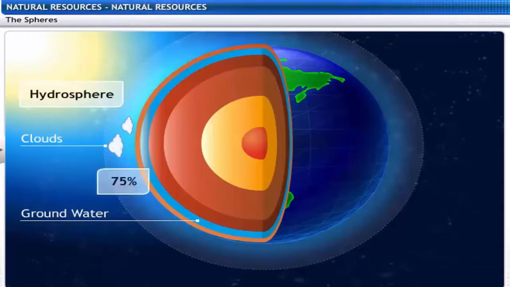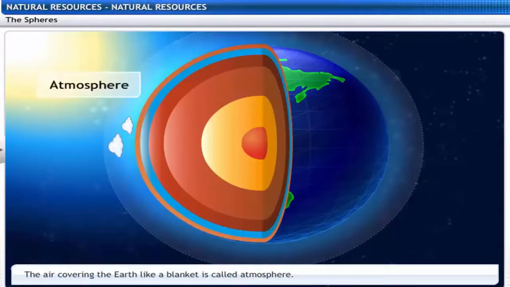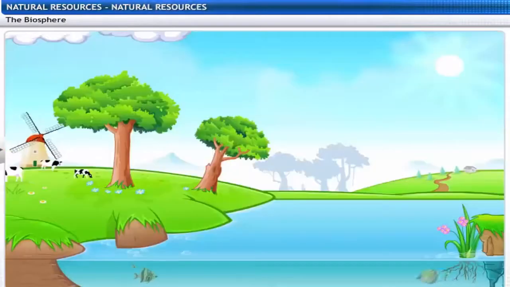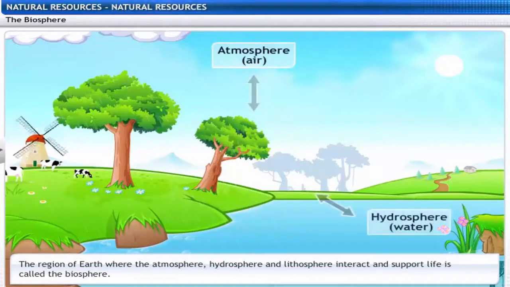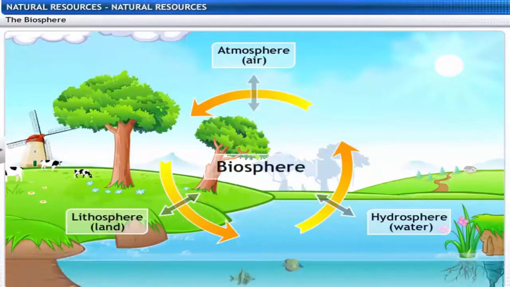It constitutes 75% of the Earth's surface. The air that covers Earth like a blanket is called the atmosphere. The region of Earth where the atmosphere, hydrosphere, and lithosphere interact and support life is called the biosphere.